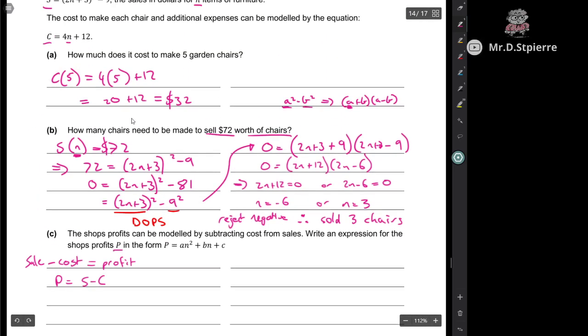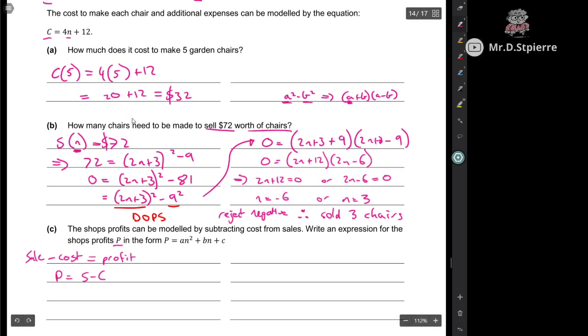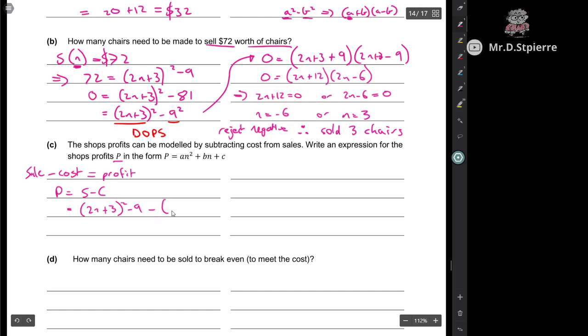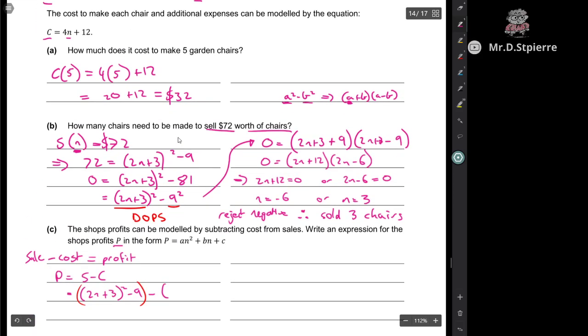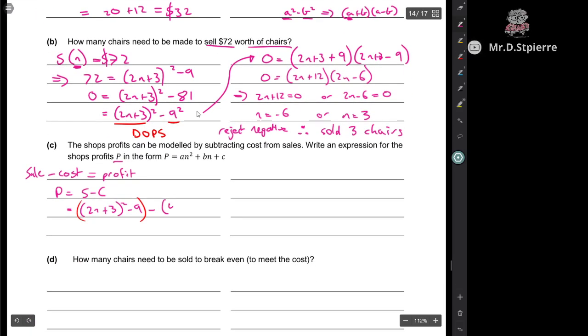So now we just write in the equations. P is equal to (2n plus 3) all squared minus 9, take away, and I'm going to put the second equation. I'll even put the first one just in brackets so it's a bit obvious to see. That's our S equation, and then I'm going to take away our cost equation. A lot of people made mistakes here by not putting it in brackets, because we're taking away the whole equation, so we have to be really careful with our signs. So now we can have a look at this a bit better.